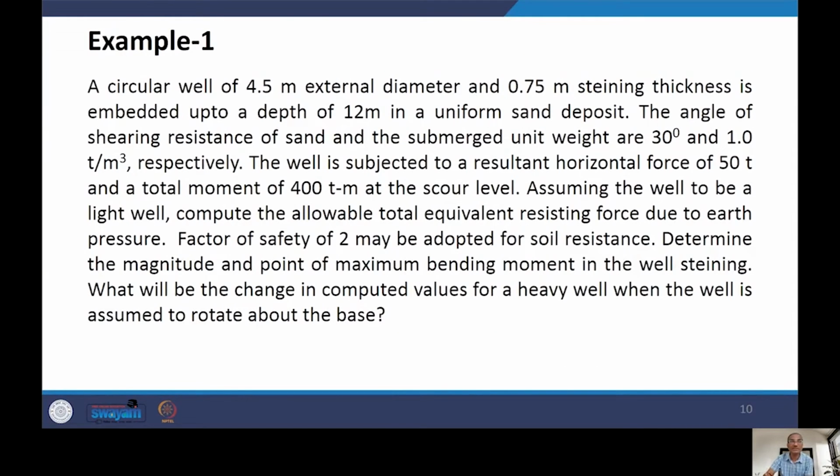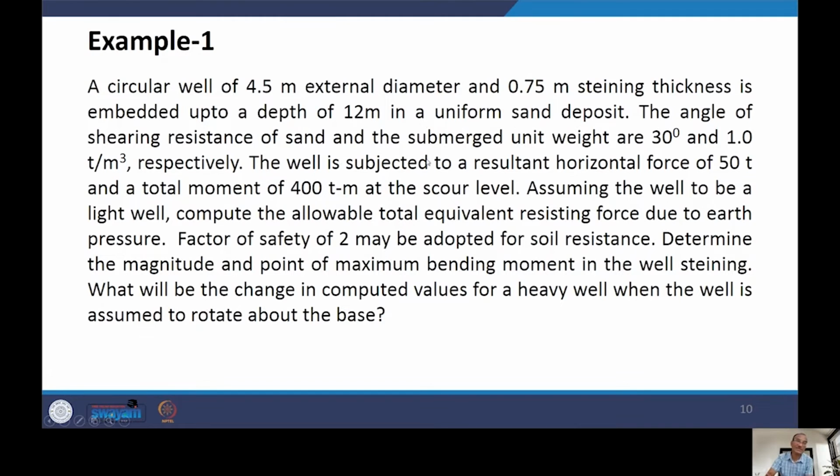Now let's discuss some numerical examples on valve foundations. The first numerical example is on a circular valve of 4.5 meter external diameter and 0.75 meter steining thickness. It is embedded up to a depth of 12 meters in a uniform sand deposit.